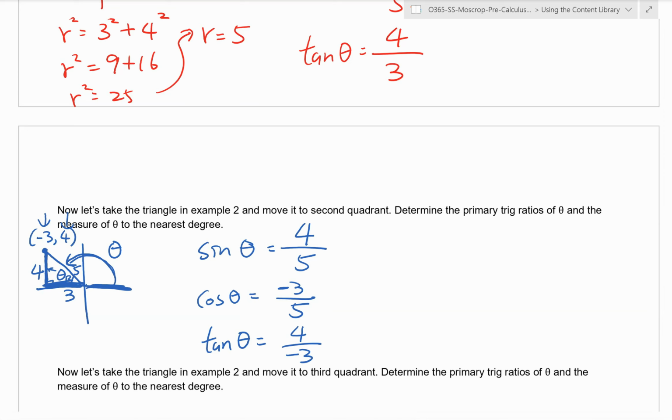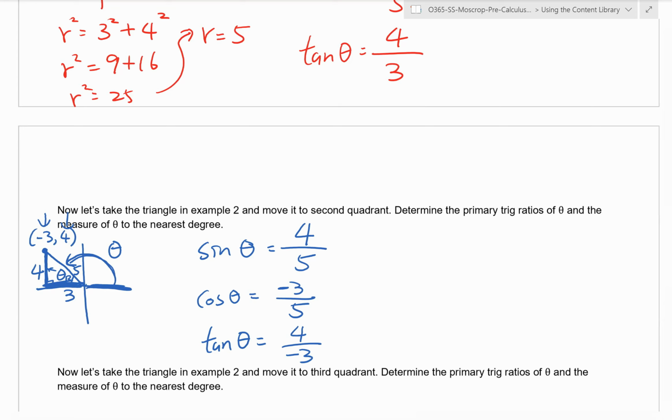So this is the primary trig ratio for angle theta if we move that triangle to the second quadrant. We are using the reference angle to figure out the ratios for sine theta, cosine theta, and tangent theta. Okay? All right, keep going here.